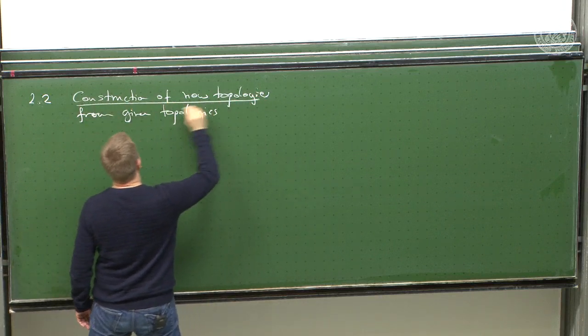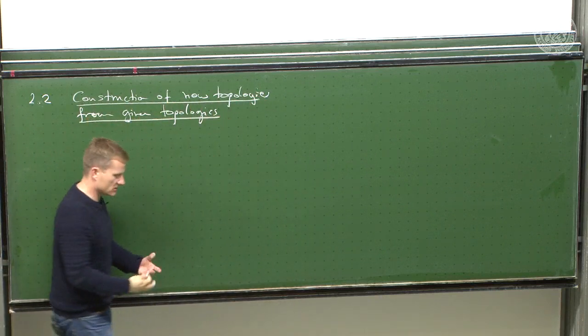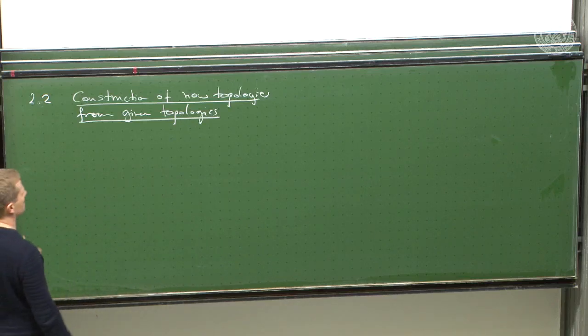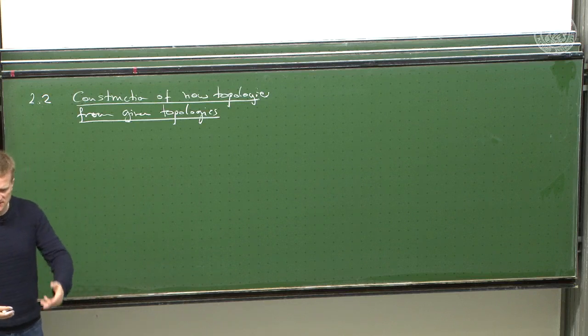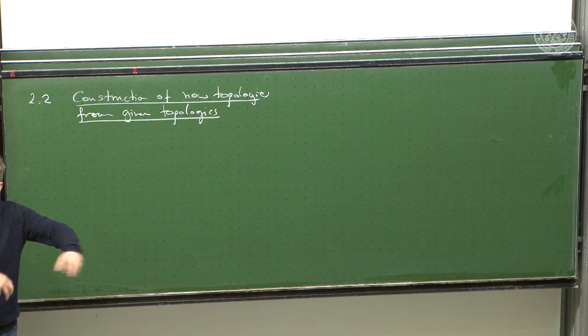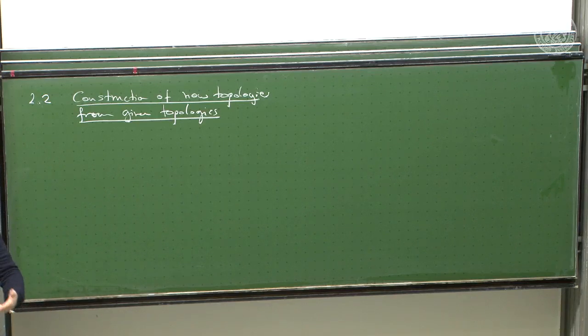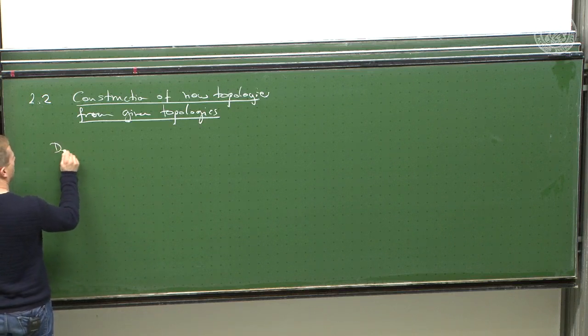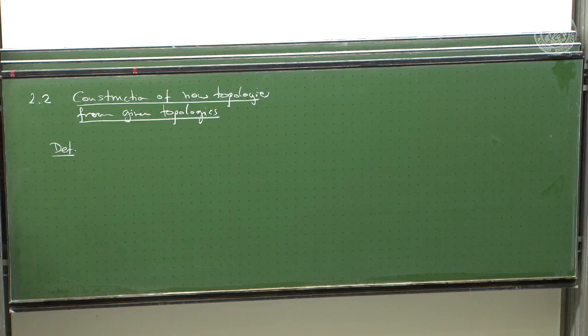So once you have a certain toolbox, a certain collection of topologies, mostly new topologies that you custom design in order to solve your problem are actually built from the building blocks you already have. So it's a very important technique to know how to construct new topologies from given topologies. And we'll start with the notion of an induced topology on a subset.